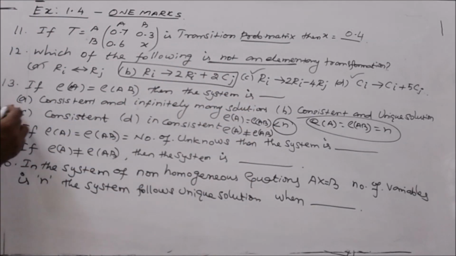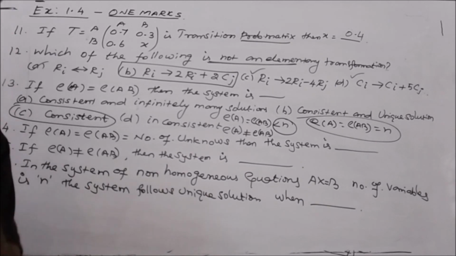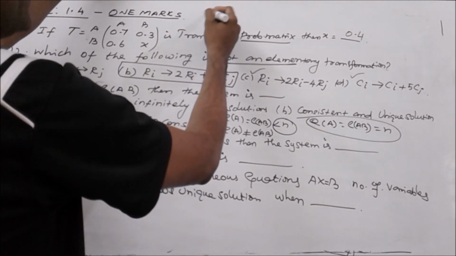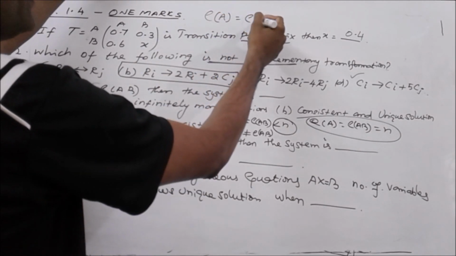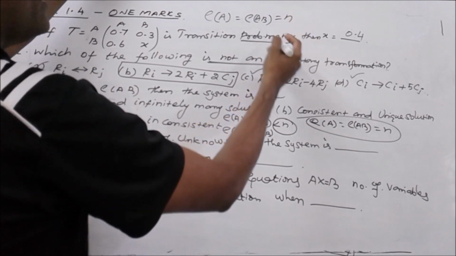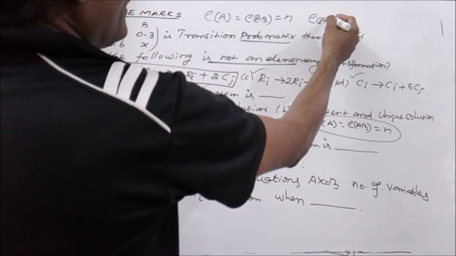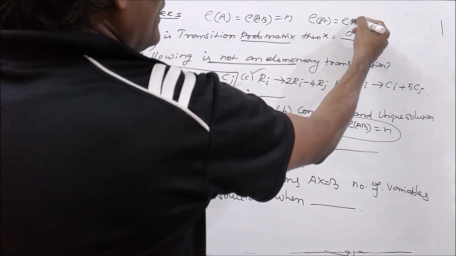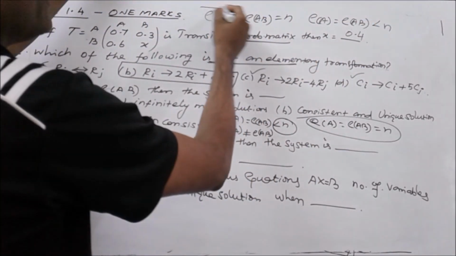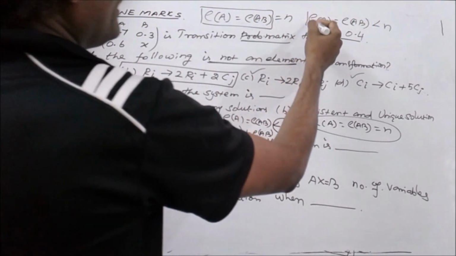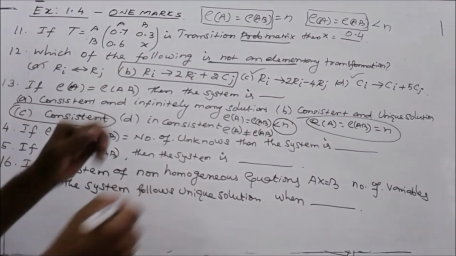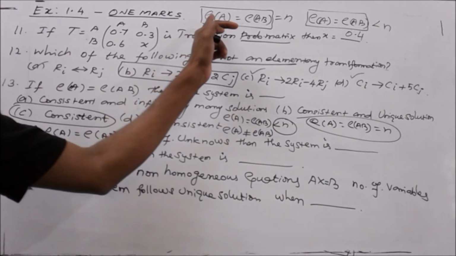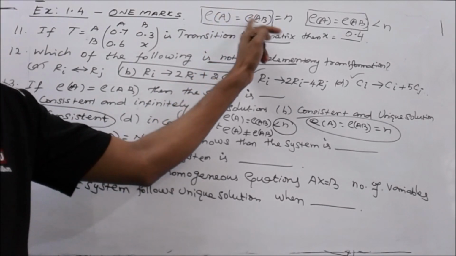But look at the third case, C. Consistent means what? Consistent means it has a solution. If it has a solution, there are two ways it will happen. One is unique, another one is infinitely many. For unique, rank of A equals rank of AB equals n, and for infinitely many, rank of A equals rank of AB but is less than n. In these two cases, this is common. So the given system is consistent. It should have rank of A equal to rank of AB.